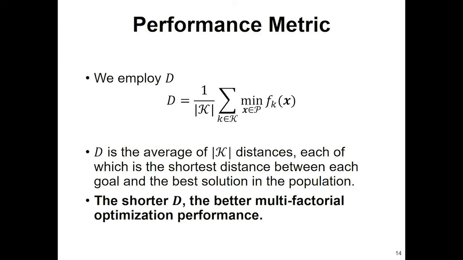To assess the performance of such algorithms, we use metric D given by this formula. D is the average of K distances, each of which is the shortest distance between each goal and the best solution in the population. The shorter D, the better multifactorial optimization performance.